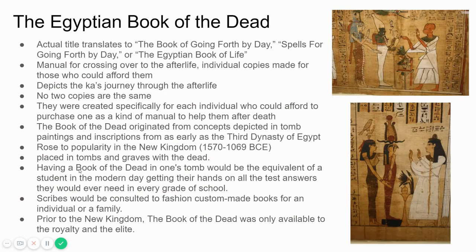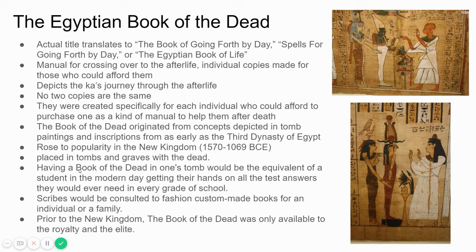So I do have a video that really gives you great details on this particular image, but we need to back up a little bit and make sure you understand some contextual information about the Egyptian Book of the Dead. The actual translation is the Book of Going Forth by Day, and it's a book that provides spells for going forth into the afterlife, okay? It's a manual, per se, of how to successfully cross over into the afterlife.